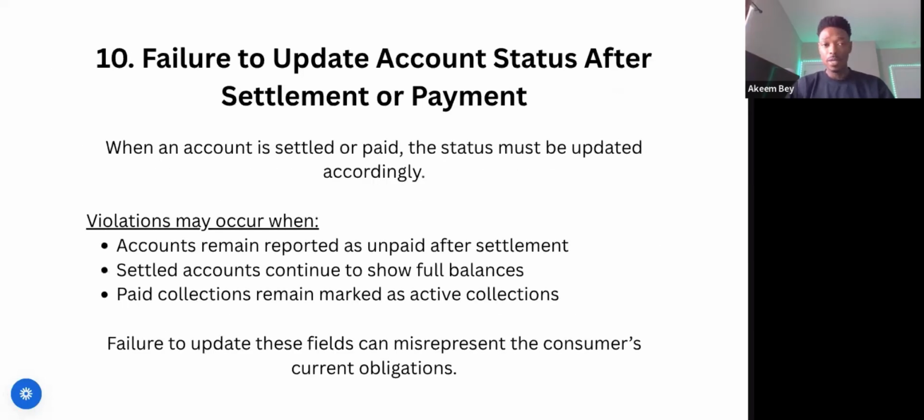The 10th one is failure to update the account status after either a settlement or a payment. So when an account is either settled or paid, the status must be updated accordingly, right? Some common violations are when accounts remain reported as unpaid after they've been settled, right? Settled accounts continuing to show full balances, or paid collections remaining marked as active collections. And failure to update these fields can misrepresent your current obligations.